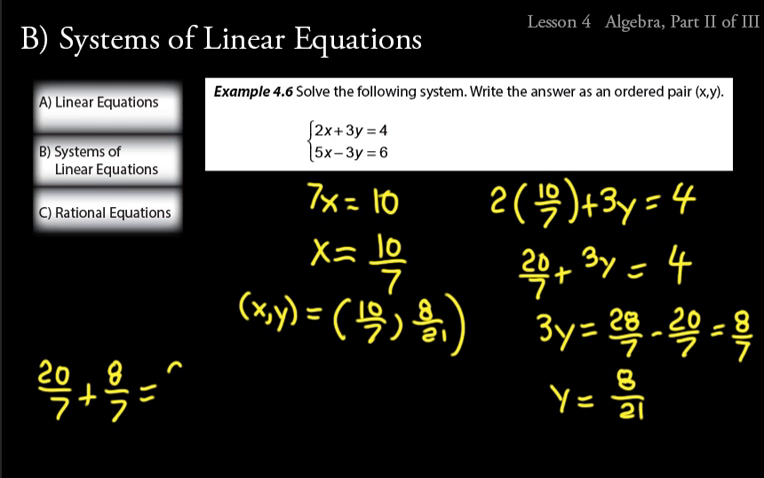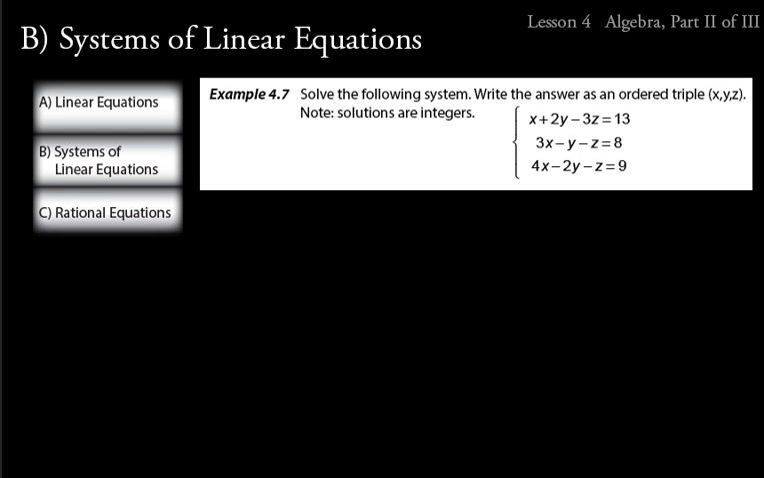So that'd be 28 over 7. And that does equal 4. So we check that, and then that confirms to us that 10 over 7 comma 8 over 21 is the correct solution. And problem 7, now we have 3 unknowns, an ordered triple.